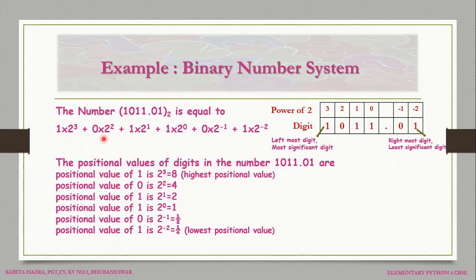In this number we can say the powers for these digits are 0, 1, 2, 3. So we can represent the number as 1 into 2 power 3, 0 into 2 power 2, 1 into 2 power 1, 1 into 2 power 0, 0 into 2 power minus 1, and 1 into 2 power minus 2.